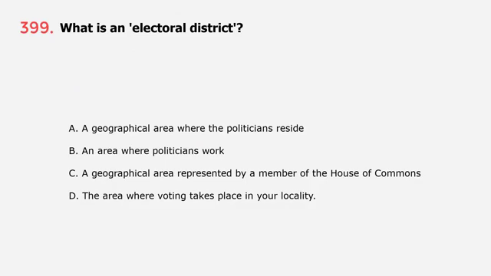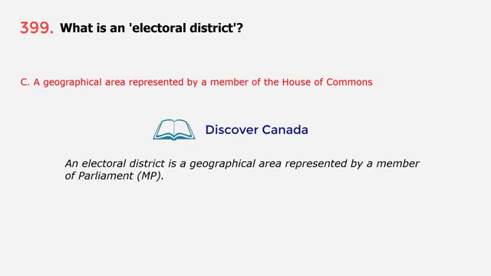Question 399. What is an electoral district? A. A geographical area where the politicians reside. B. An area where politicians work. C. A geographical area represented by a member of the House of Commons. D. The area where voting takes place in your locality. The answer is C. A geographical area represented by a member of the House of Commons.